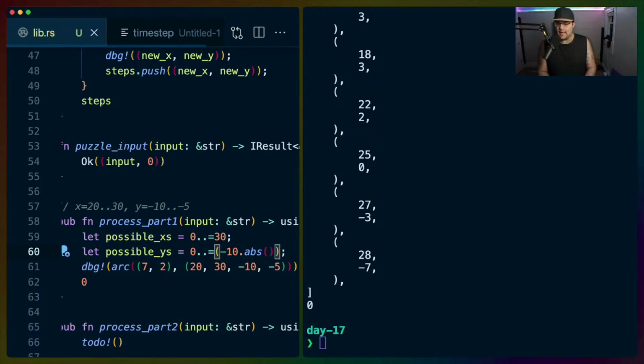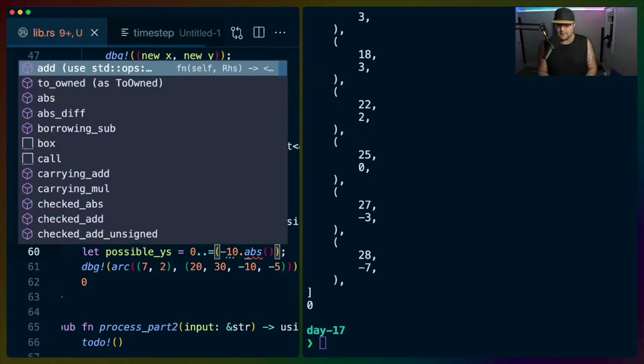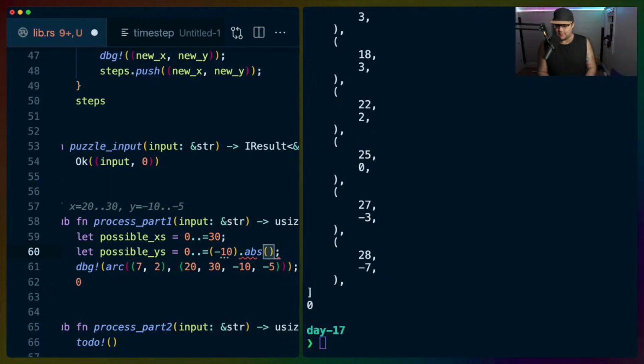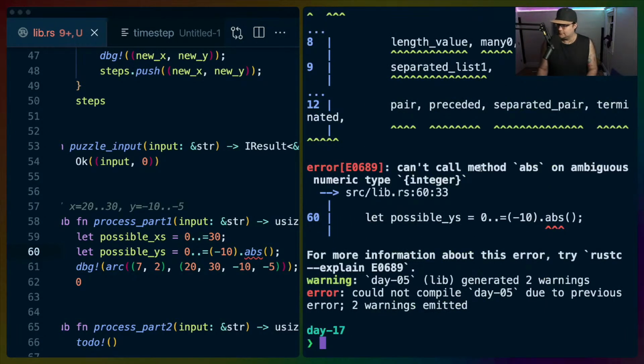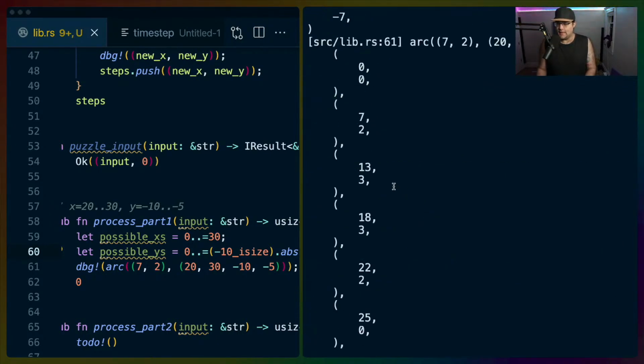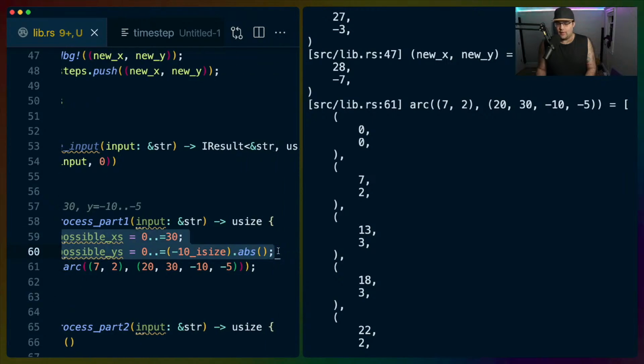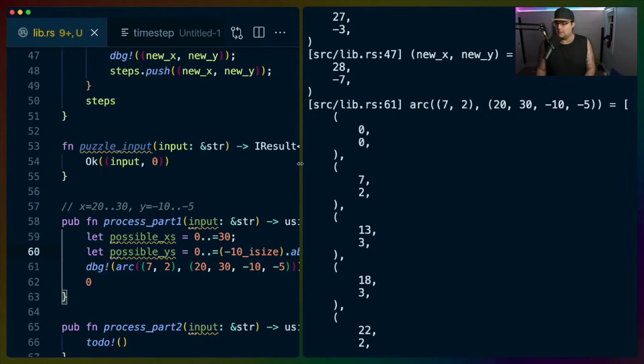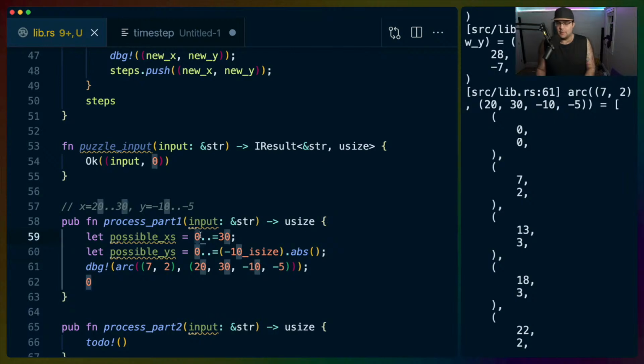So when we hit 0, we can't have a velocity of... why is that abs not working? Because I put the parentheses in the wrong spot. That's the wrong one, it should be isize. Okay. So we have, hopefully, a range. It is not a minimal range, but it is a range, because we're never going to go negative, right? We're never going to shoot down, I don't think. So we've got the possible x's and the possible y's.